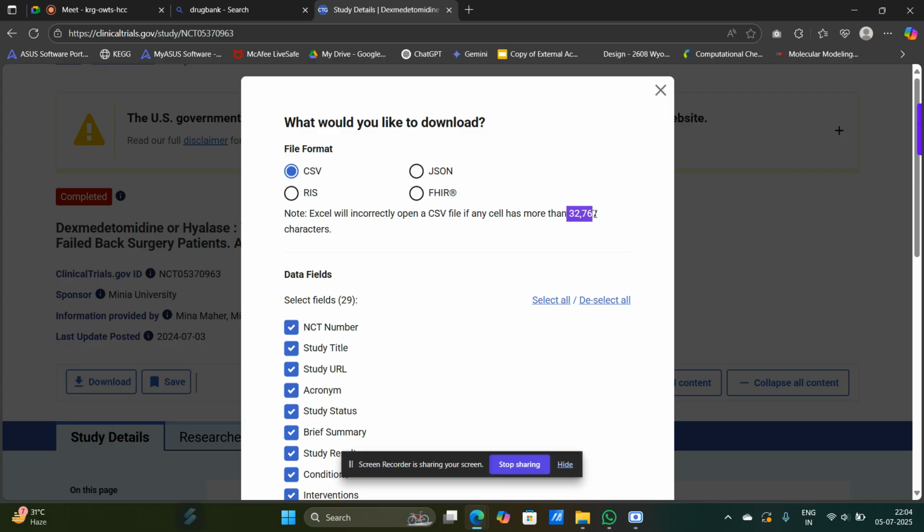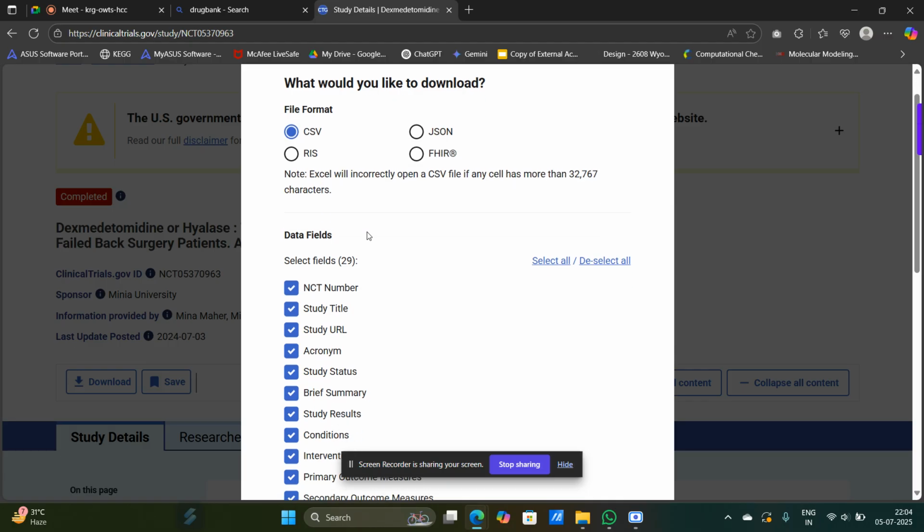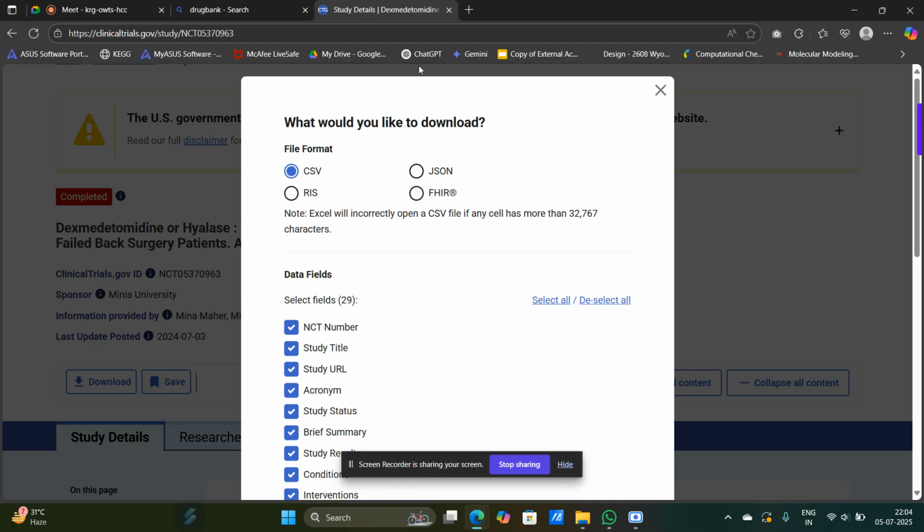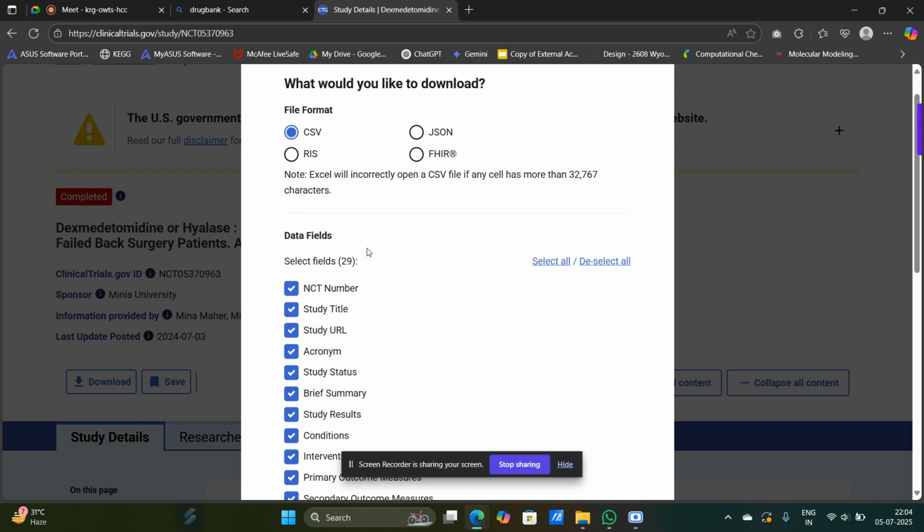As it says, it has more than 32,000 characters. Oh, sorry. Excel will incorrectly open CSV if it has more than 32,000 characters. So maybe the file that we're trying to download has a cell with more than 32,000, or it may not. So you guys can look into it.